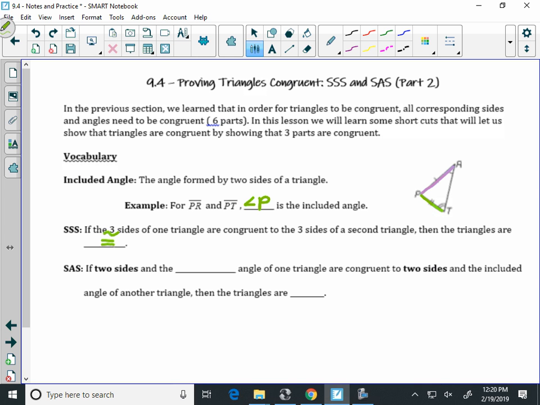Side, angle, side says that if you can show that two sides and the included angle, so the angle in between, of one triangle are congruent to two sides and the angle in between of another triangle, then those two triangles are congruent. So those are shortcuts. Rather than showing all six of those pieces, you just have to show three: either all three sides or two sides with an angle in between. If we can do that, then we know those triangles are congruent. Questions over that? We'll see some examples here in a second.